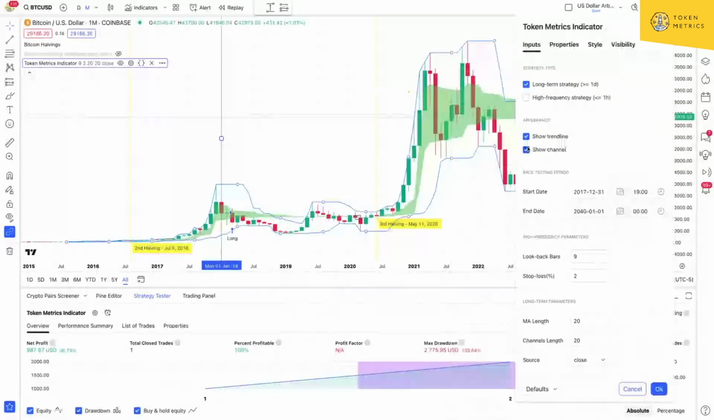Now let's remove the channel so you can see what that looks like. Basically that blue line is gone. Now let's add it back so you can see all this. Right? So this is kind of like Ichimoku clouds in a way. You can configure the backtesting period.